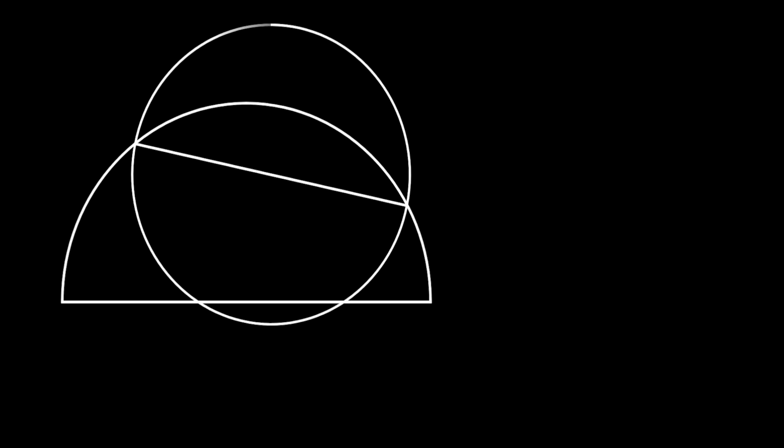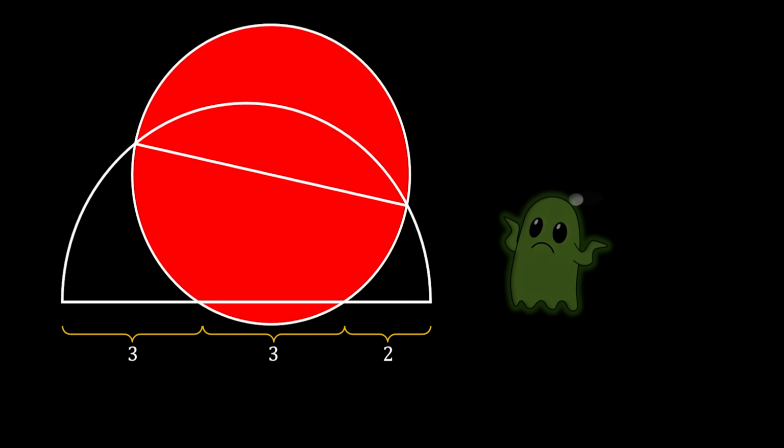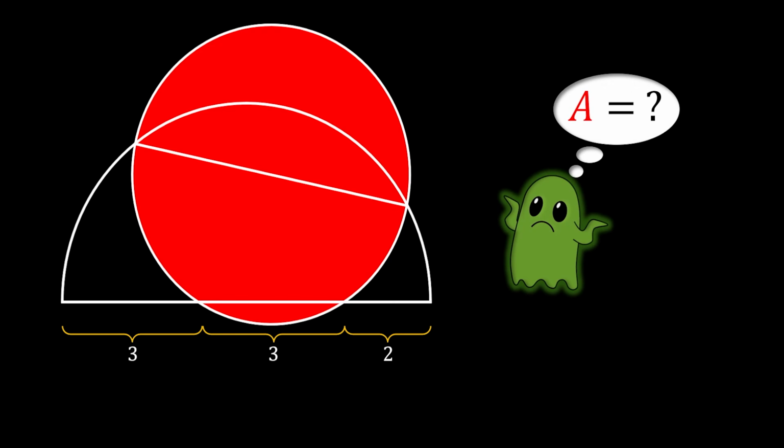We are going to start our problem with a semicircle. Then we will pull the chord of this semicircle, which is also the diameter of another full circle. This circle will divide the diameter of our semicircle into three segments with the length of 3, 3, and 2, as you can see on the sketch. The question is, can we somehow calculate the area of this full circle?